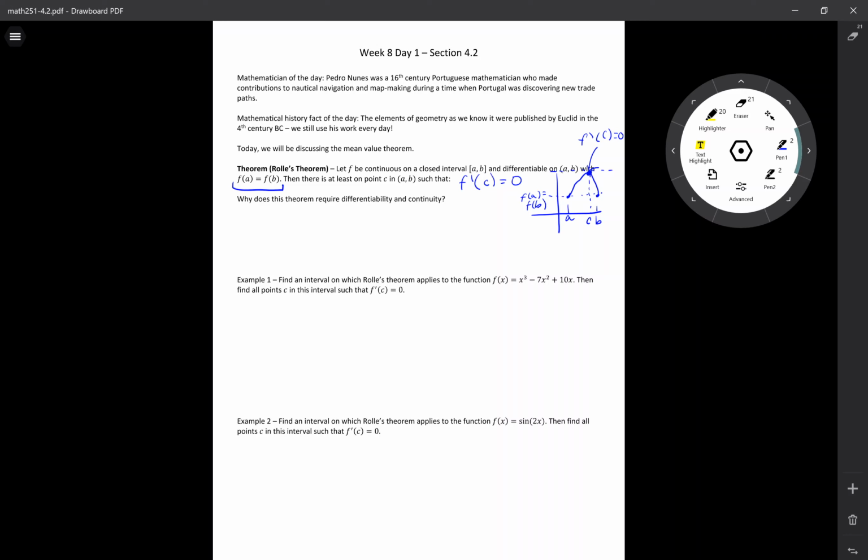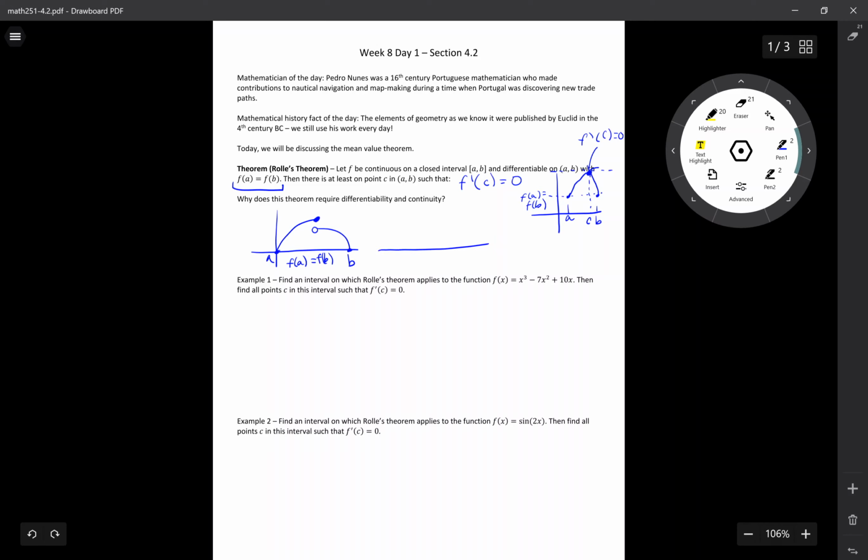So why does this theorem require differentiability and continuity? Well, I could have a function that looks like this, say. So f of a is equal to f of b here, right? They're both equal to 0. However, this is not continuous. And in this particular example, we don't have a point c such that f prime of c is equal to 0. I have non-horizontal tangent lines at every single point in this interval from a to b. So that's why we require continuity.